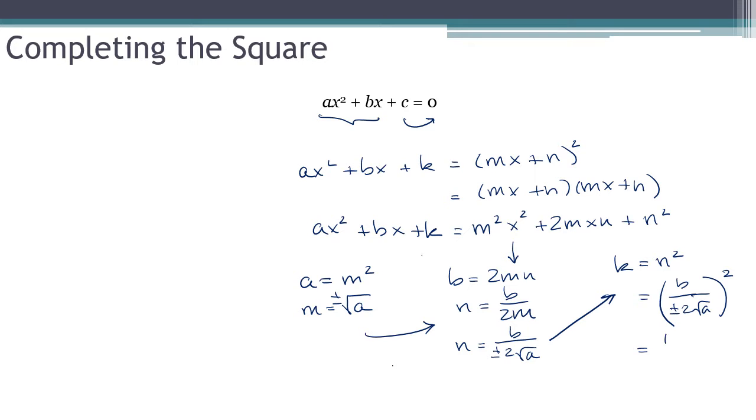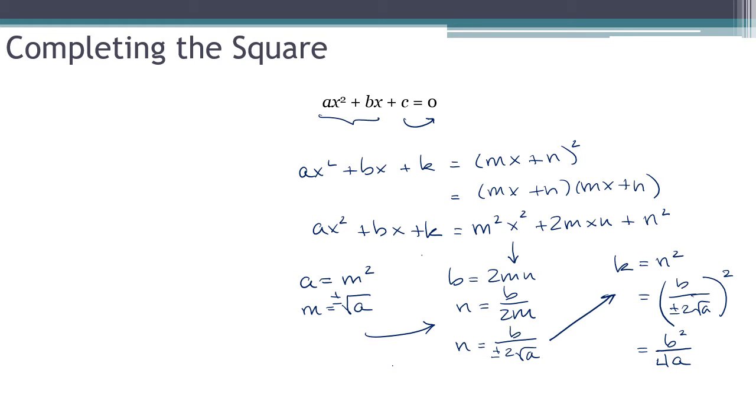Let's simplify this a little. This is b squared over (plus or minus 2) squared. Plus, minus, I don't care. 2 times 2 is 4. Negative 2 times negative 2 is 4. Square root of a, squared, is a. There's my special number: k equals b squared over 4a.